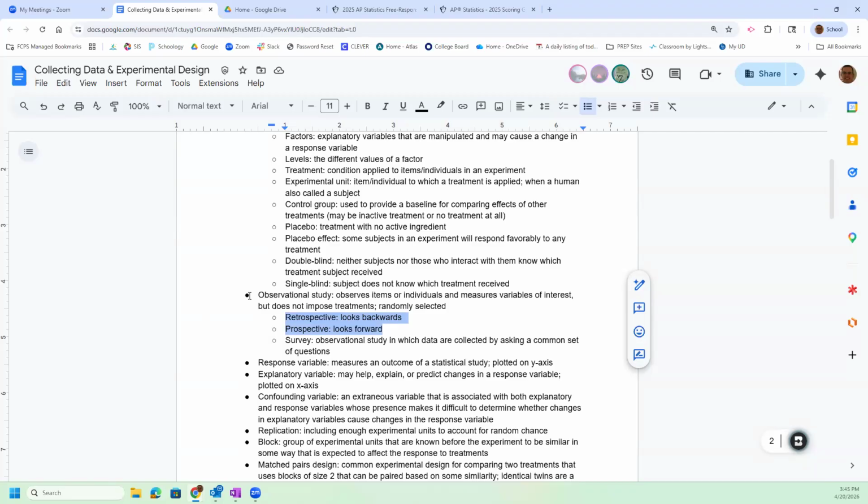Prospective, I start here and I follow you through college. You're a senior, you're graduating. What I'm going to do is survey you every year of college, and at the end of college, I'm going to try and draw some conclusion about what happened with you, and that's a prospective study. I have not seen it make its appearance in FRQs recently. It will occasionally make an appearance in a multiple choice question. So it's just kind of a definitional thing. Observational studies are typically done with surveys.